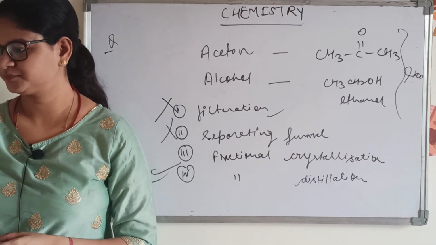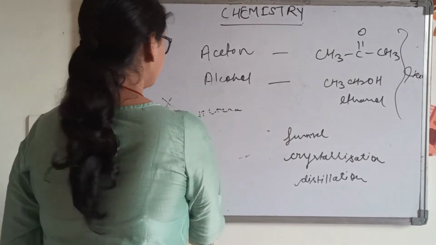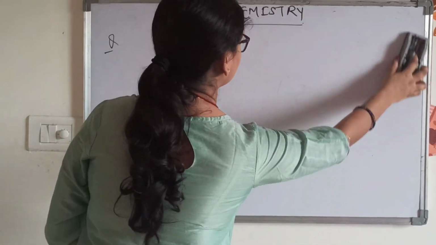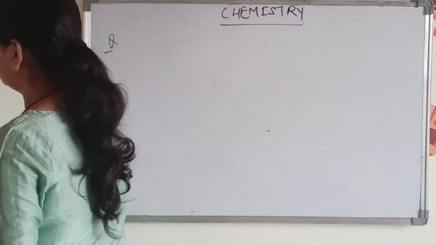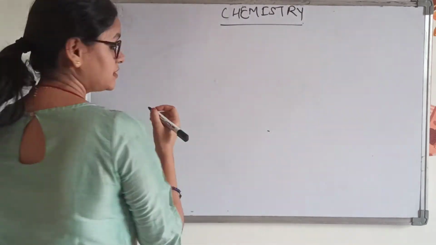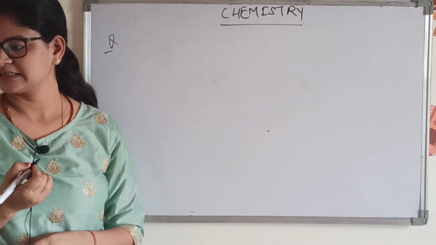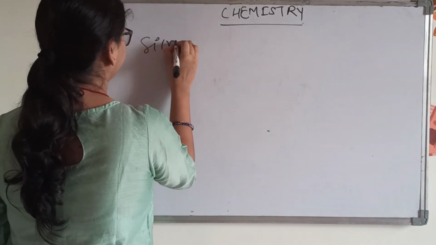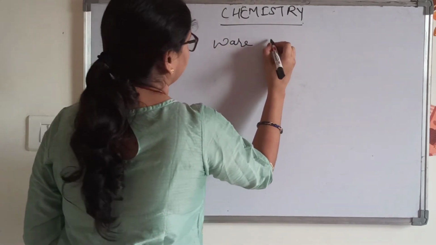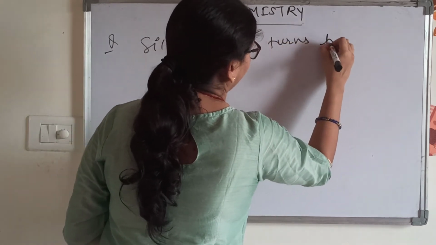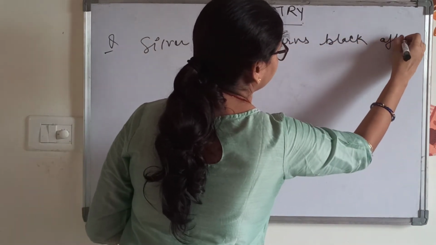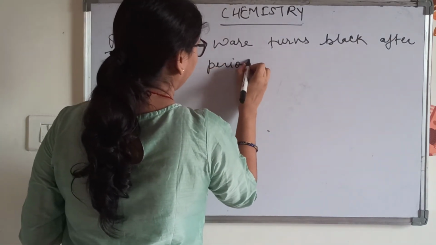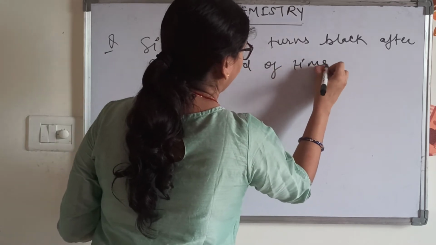Now the next one. All these questions are from NCERT. The questions are basic, but some concept is required. The next question is: silverware turns black after some period of time. What is the reason for this?